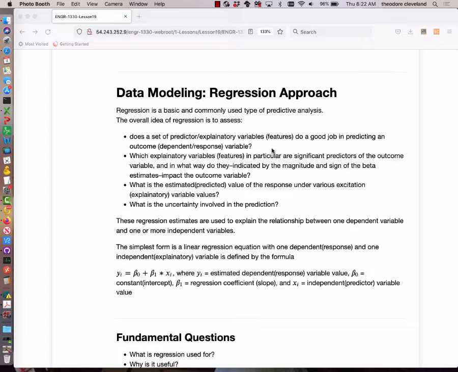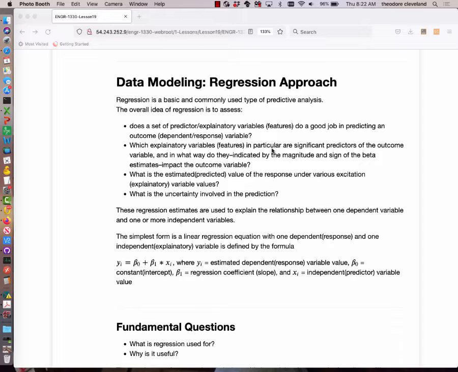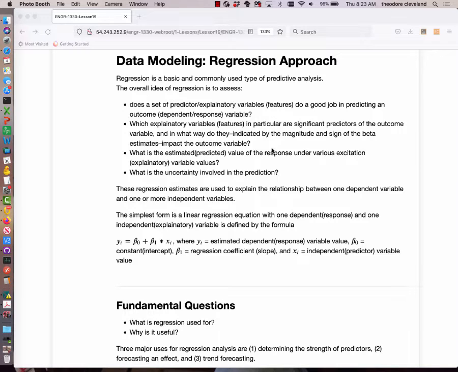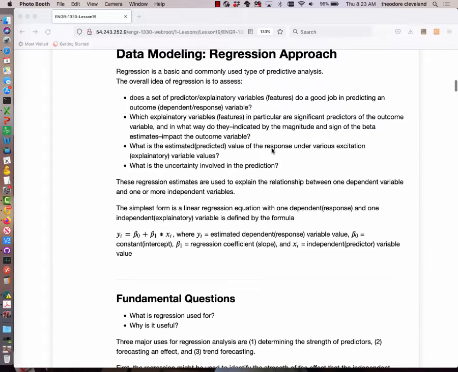Now, it could be that there is no correlation, there's no causality in it. It could be x and y are completely unrelated things. But that plot does have correlation, whether or not it has causality. The second thing we use regression for is to determine which of multiple explanatory variables are significant, in a statistics sense, predictors of the outcome variable, and in what way they impact the outcome, indicated by magnitude and sign of the beta estimates. A third question is, what is the estimated value of the response under various variable values? And that's what we'll focus on mostly today.